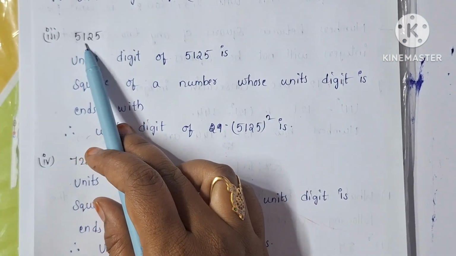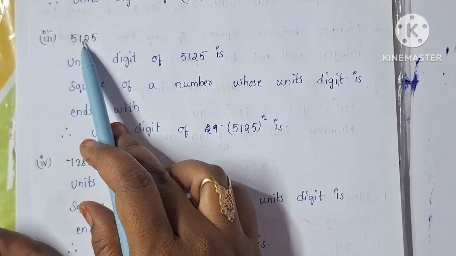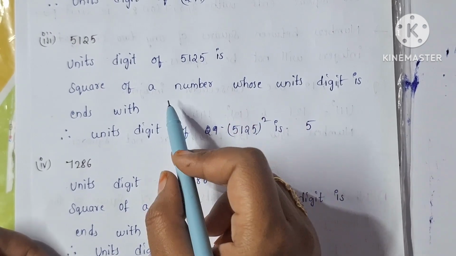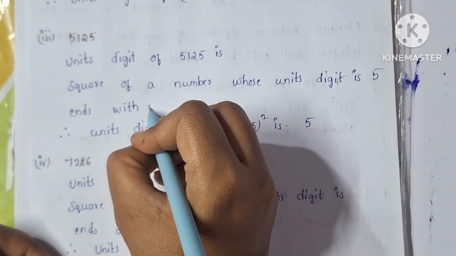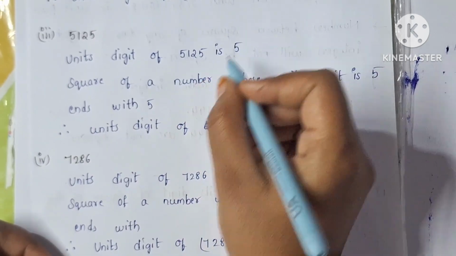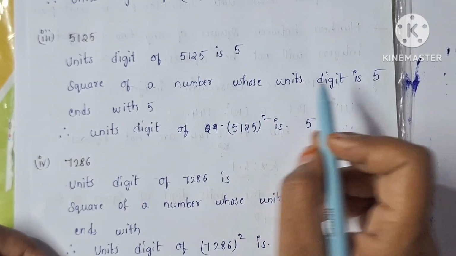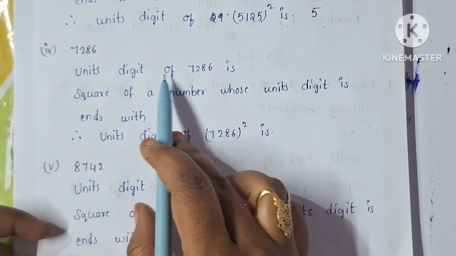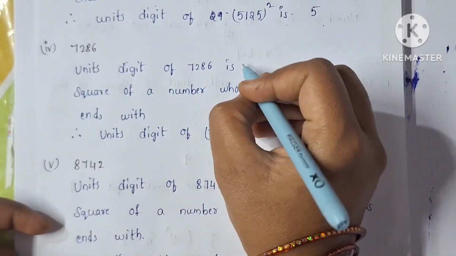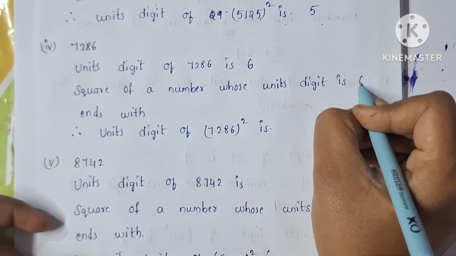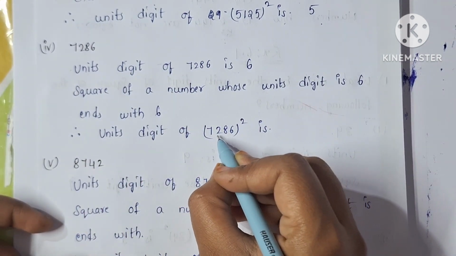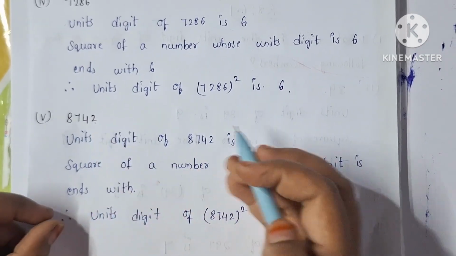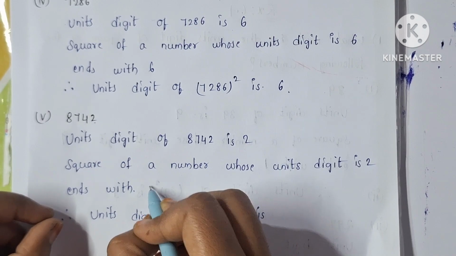See, 5125. What is the units digit of 5125? The units digit of 5125 whole square is 5, because a number ending with 5, its square also ends with 5. Square of a number whose units digit is 5 ends with 5. Therefore, the units digit is 5. Similarly, you can write all these things. The units digit of 7286 is 6. Square of a number whose unit digit is 6 ends with 6. Therefore, the unit digit is 6. If the number ends with 2, its square ends with 4.